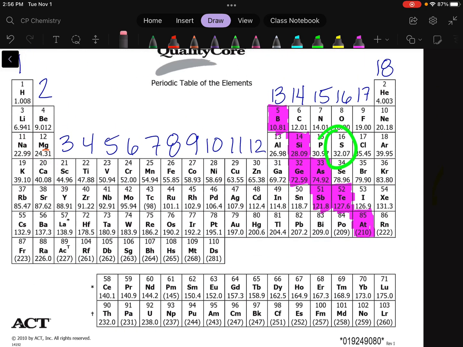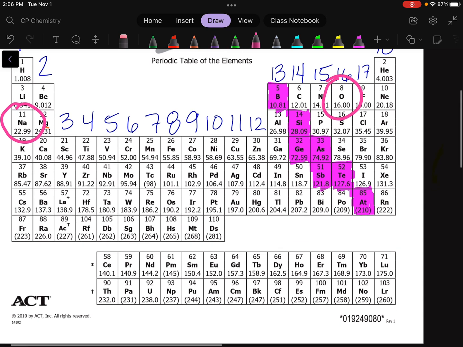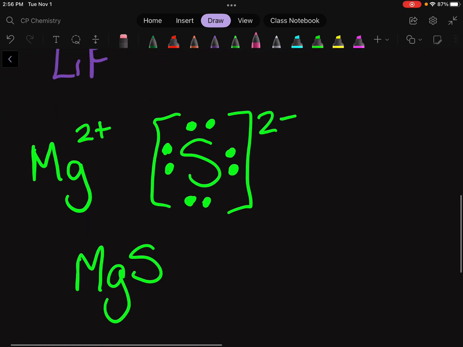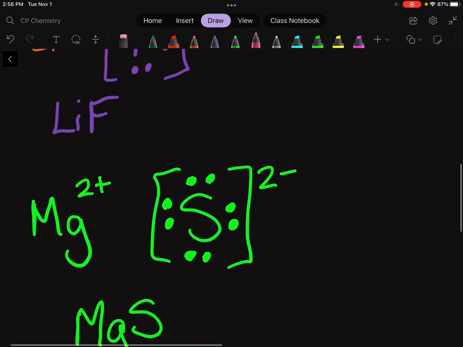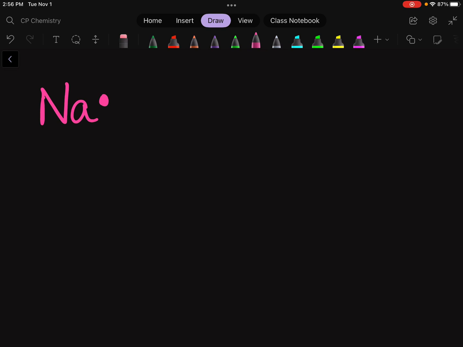All right, 2 more. Let's do sodium and oxygen. Okay, sodium is in group 1, so it has 1 valence electron. Oxygen is in group 16. It has 6 valence electrons. So Na has 1 dot. Oxygen has 6 valence electrons.